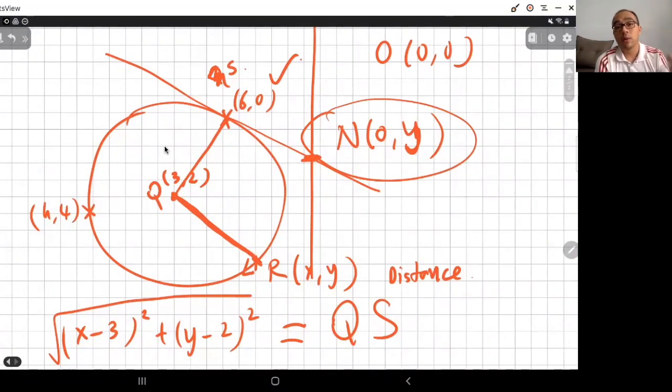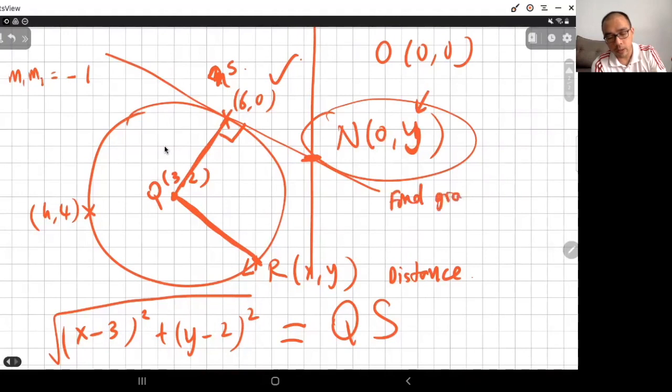Now what is the meaning of tangent? Tangent to a circle means that the radius and the tangent are at 90 degrees. And what do we know about 90 degrees? m1 times m2 equals -1. So how are you going to find the y coordinate? You need to find the gradient.